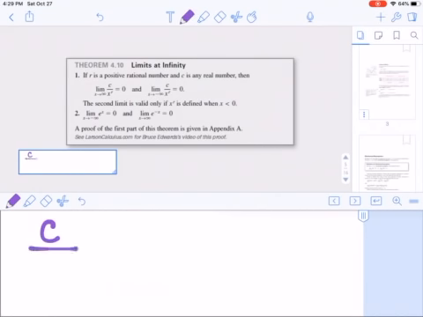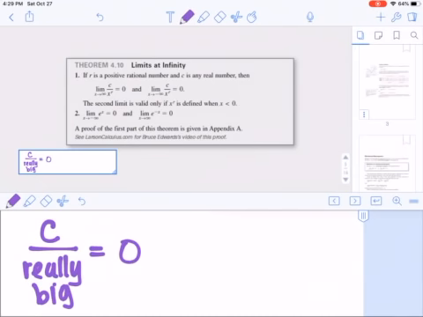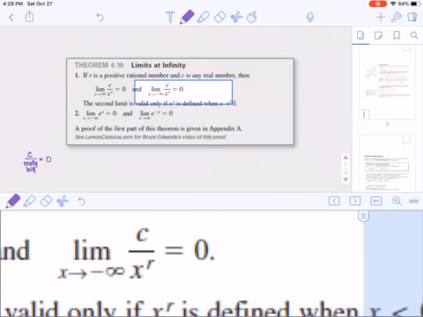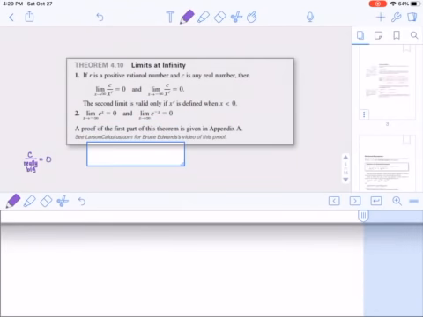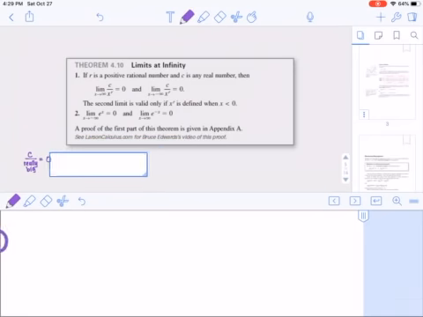We've talked about this before: if you have some number divided by something really big, that actually equals 0. The same thing is true if I do the limit as x goes to negative infinity. The same thing will happen. It will get closer and closer to 0. And maybe as a good example, I could do this for you. This is still for number 1.